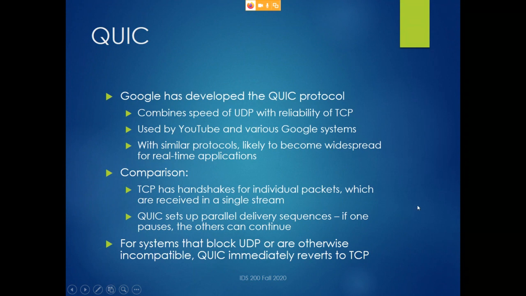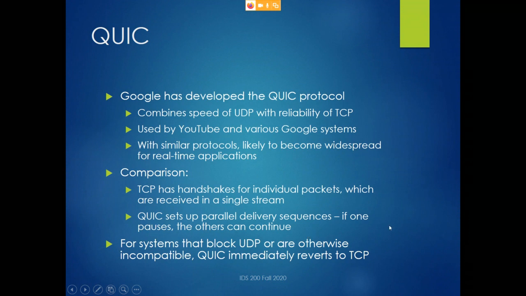TCP has handshakes for individual packets, and those packets are received in a single stream. What QUIC does is it sets up parallel delivery sequences. So UDP, remember, if a packet fails, if it's lost, it's just lost. Well, what that can do for UDP is it can essentially invalidate the whole data delivery process. What QUIC does is it sets up multiple parallel delivery sequences. Each of those keeps sending data out. If one of them pauses while it's waiting for data to arrive, the other several of them can continue.